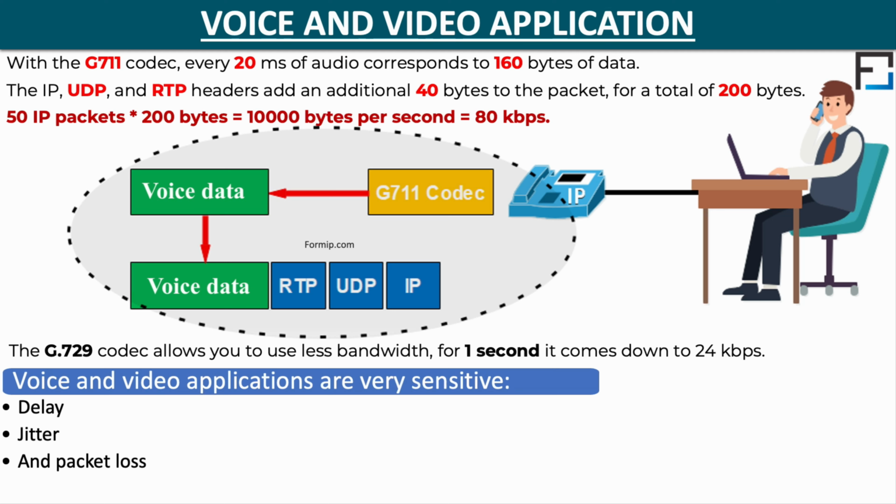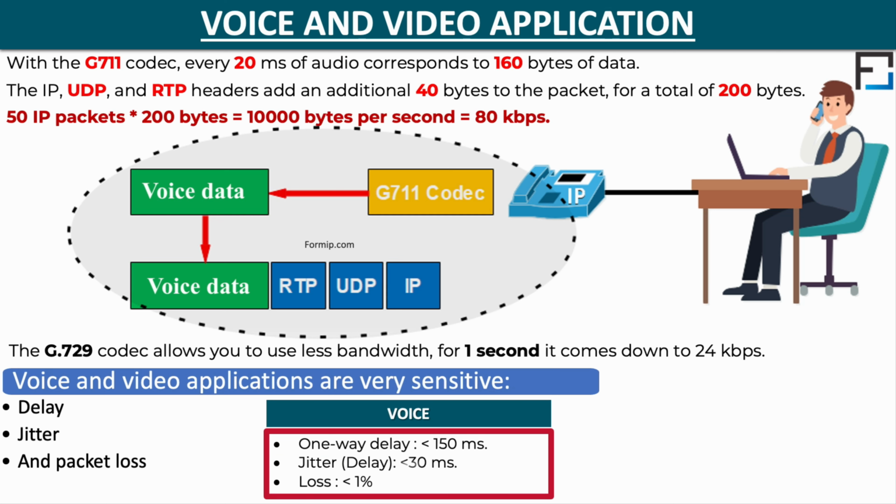So, despite all these problems, voice traffic over a data network is still possible, but QoS will be required to ensure that there is enough bandwidth and to control delay, jitter, and packet loss. And here are recommended limits that should not be exceeded. One-way delay, less than 150 milliseconds. Jitter, less than 30 milliseconds. Loss, less than 1%.